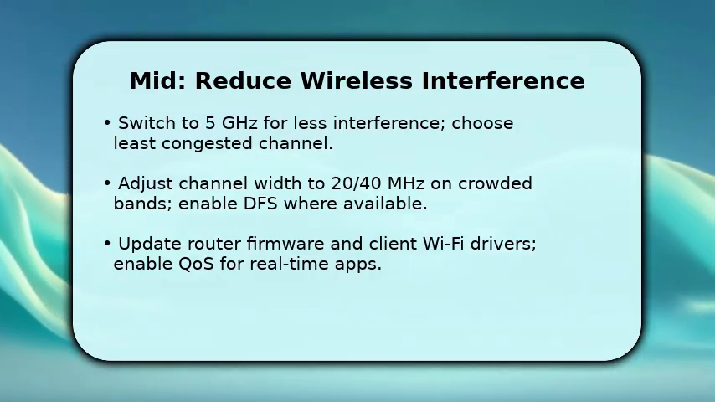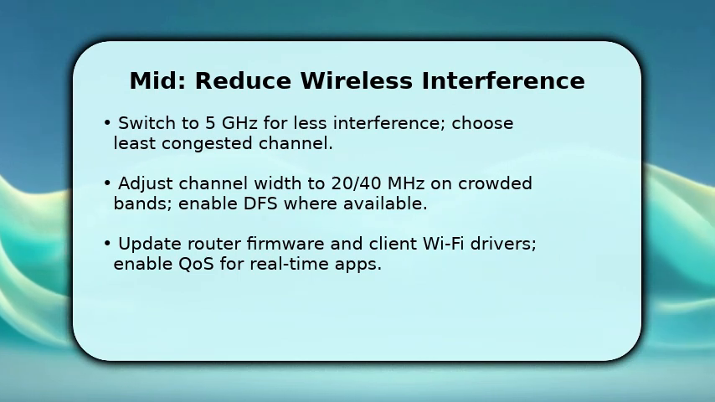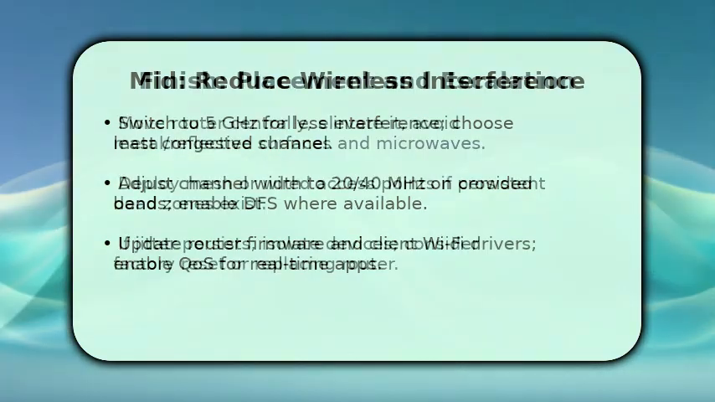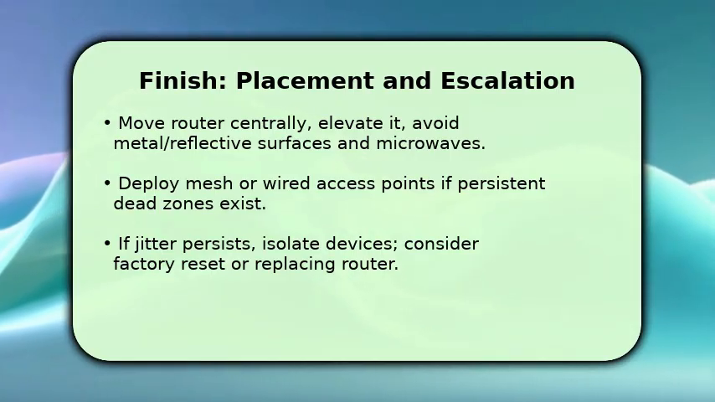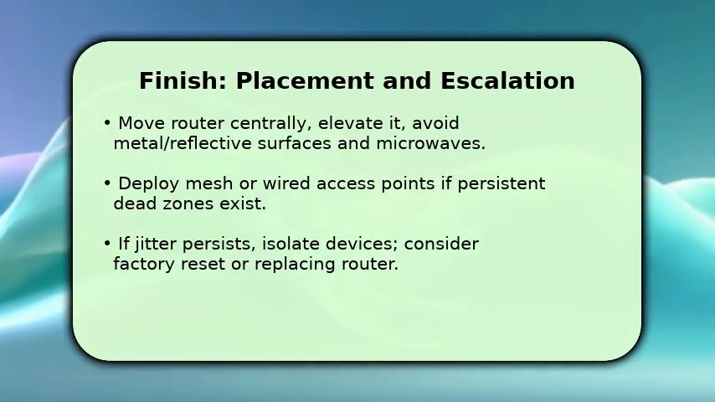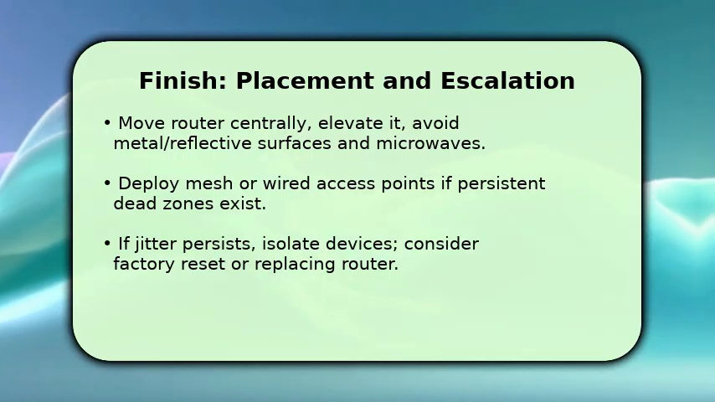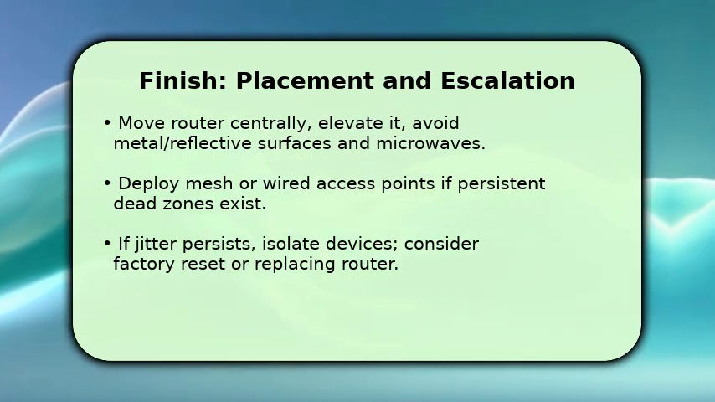Move the router to a central, elevated spot away from walls, microwaves, and large metal objects. Small adjustments often cut packet variation. If coverage gaps remain, add wired access points or a mesh system with wired backhaul so wireless contention drops.